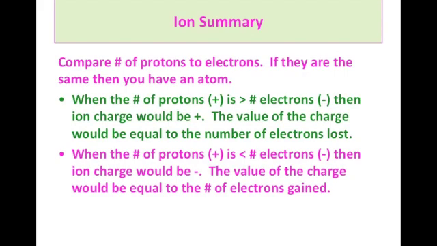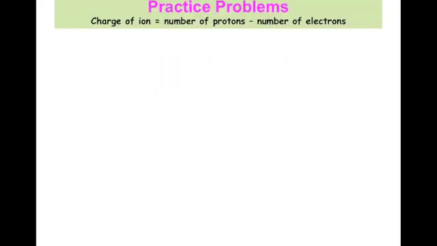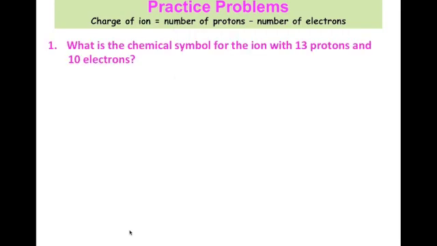So let's put this into practice. So let's do some practice problems. While we work these problems out, you might want to keep this formula, which we displayed earlier, close by. So the first problem is, what is the chemical symbol for the ion with 13 protons and 10 electrons?